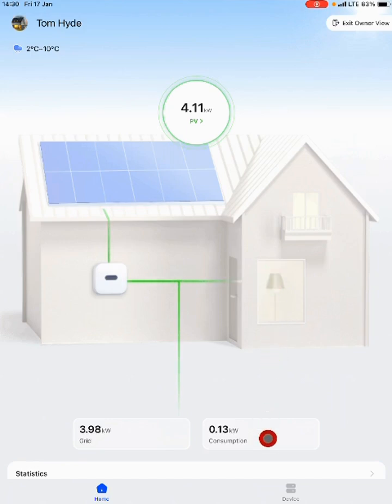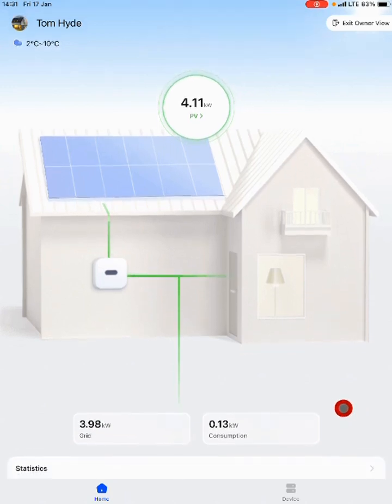And we can see down here, the consumption within the property at this time is 0.13 of a kilowatt, 130 watts. Therefore, by default, there is 3.98 kilowatts being sent back at this time to his virtual battery. These numbers are all dynamic. What I mean by that is they will all change in conjunction with each other, depending upon the amount of energy being produced and the amount of energy being used.